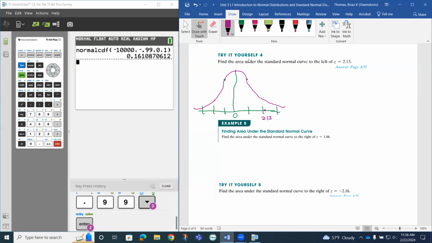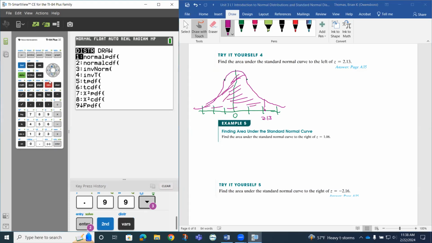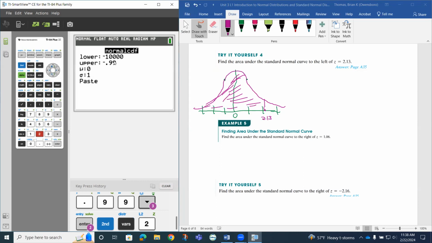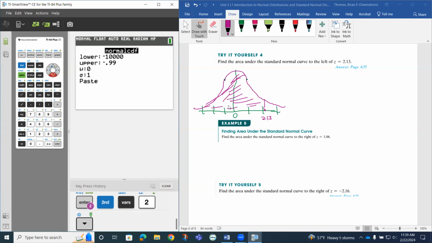What I want to know then is the area to the left of 2.13, the area from over here. Again, I can use this normal cumulative distribution. With second and the distribution key, it'll bring up the distribution formulas. Number 2 is what we're looking for. Notice our lower bound is still way left, so we'll use a negative 10,000 there. My upper bound is the z-score itself, which is 2.13.